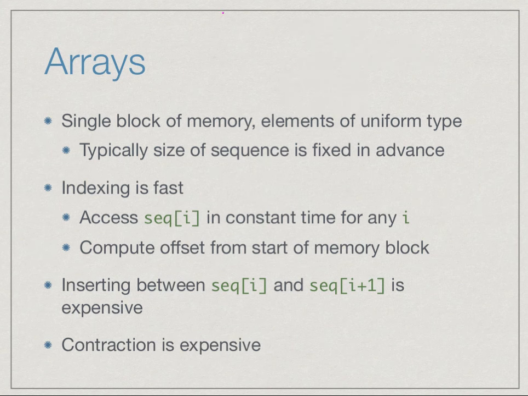In the same way, contraction is also expensive because we have to make a hole in some sense. If we remove this element, then we have a hole here, and then we have to push everything up to block this hole, because remember the array must have all elements contiguous, that is without any gaps, starting from the initial position.